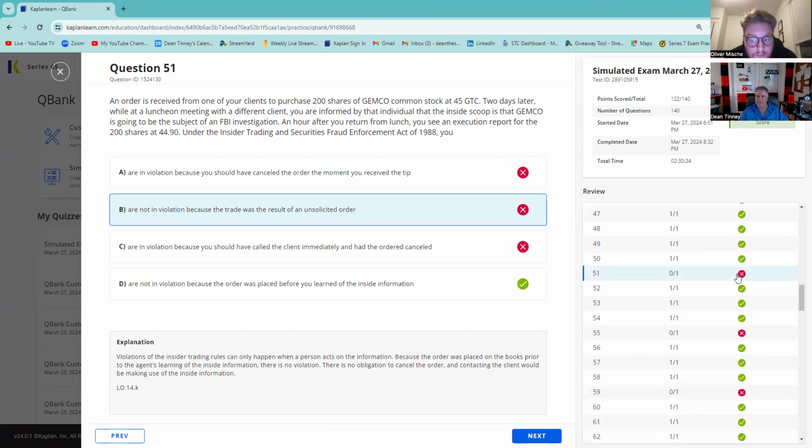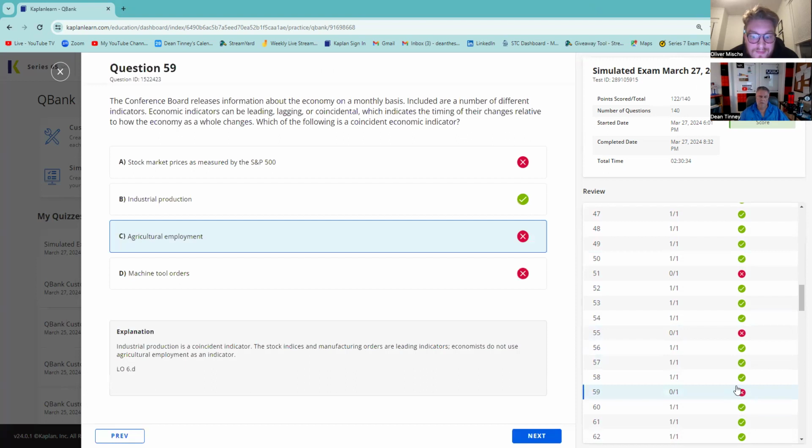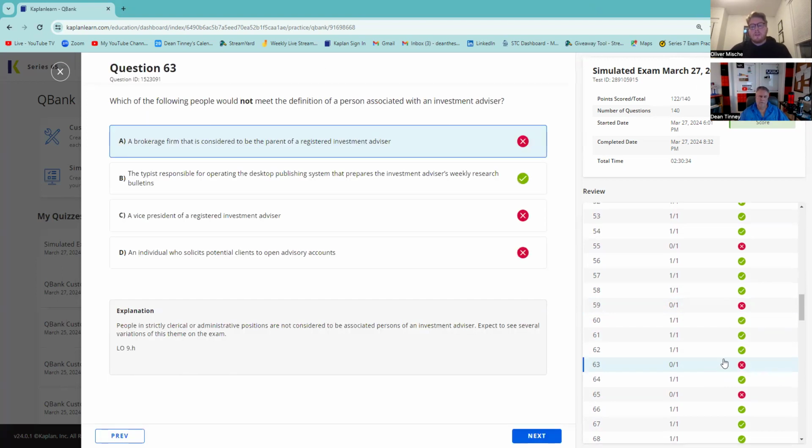It's not so much you missed that one, it was just that there was a better answer available. You said efficient frontier. I think more often than not you would have been correct, but this was actually the optimal portfolio. You said industrial production, or agricultural employment; it was industrial production. Who cares? The ones to know are stock prices and yield curve, and those are leading. Those are the two.